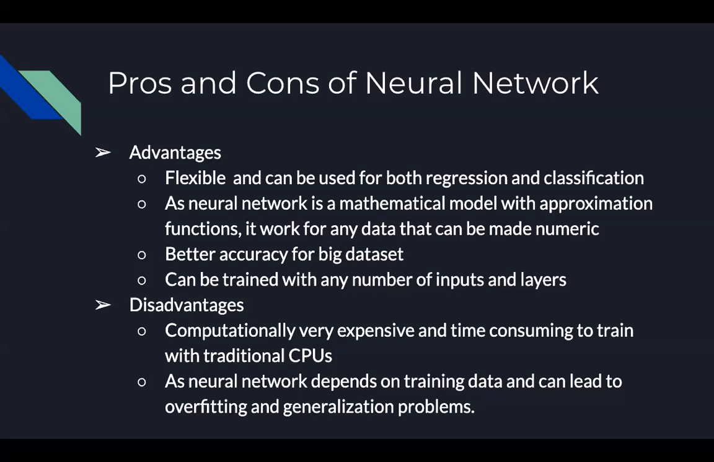For traditional machine learning like random forest and CART in Google Earth Engine, we can train with many other inputs and layers, and then we can also perform the hyper-tuning approach. But neural networks have some disadvantages. They are computationally very expensive and time-consuming to train using only a traditional CPU. And then neural networks depend on the training data, so it can lead to overfitting and generalization problems. So when we train a data set with overfitting problems, we have to do hyper-tuning.